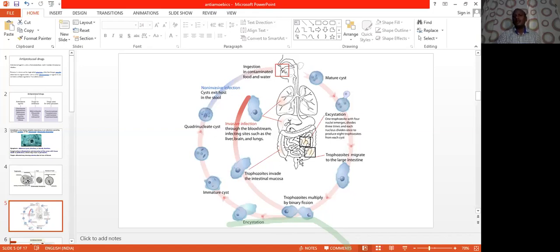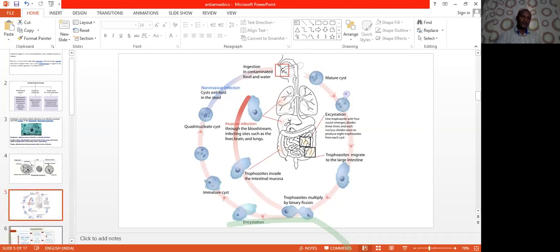The invasion can be from the intestine to the liver, from the liver to the lungs, and from the liver to the heart, or to the brain. So this invasion happens, and once it happens, the trophozoite will be converted into mature cyst. This mature cyst only can cause the infection. These other forms are invasive, and they can invade different organs. So that is the life cycle of Entamoeba histolytica.